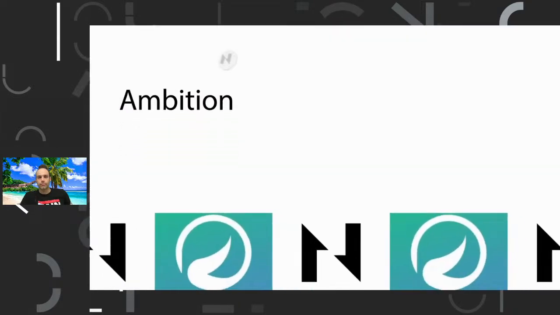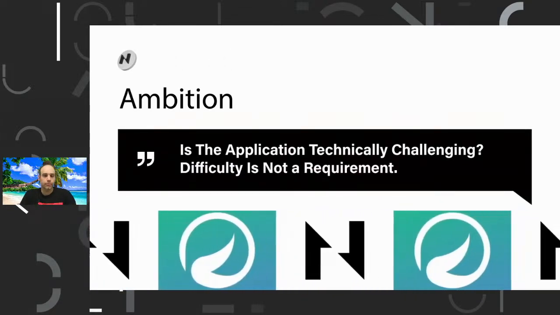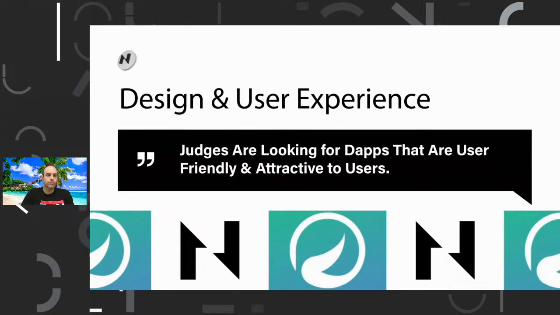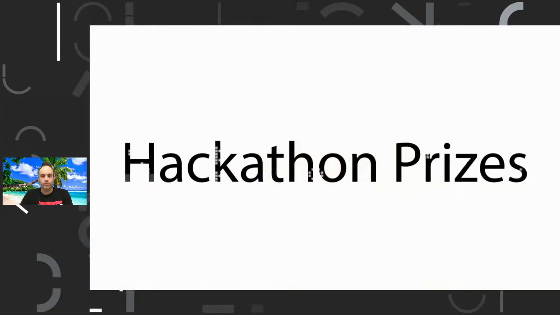The second is ambition. Judges are looking to see if your dApp is attempting to accomplish anything technically challenging. Difficulty is absolutely not a requirement, but if you are trying to do something challenging, the judges will take that into consideration. The third is design and user experience. Judges are looking for a dApp that is user-friendly, easy to use, and attractive to users. This is a hackathon, so nothing is expected to be final, but the more that you can demonstrate during the competition, the better.